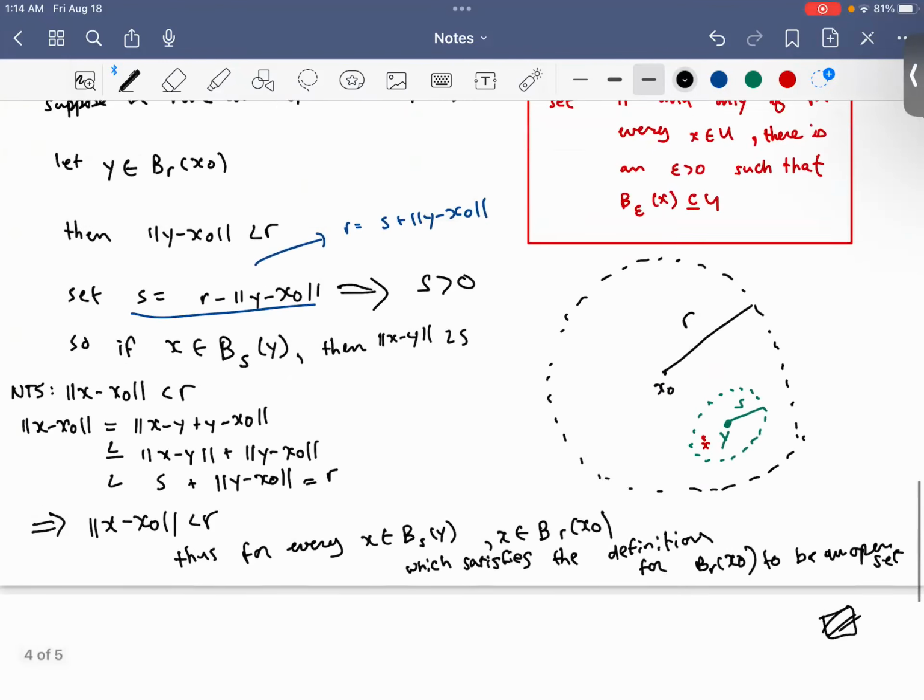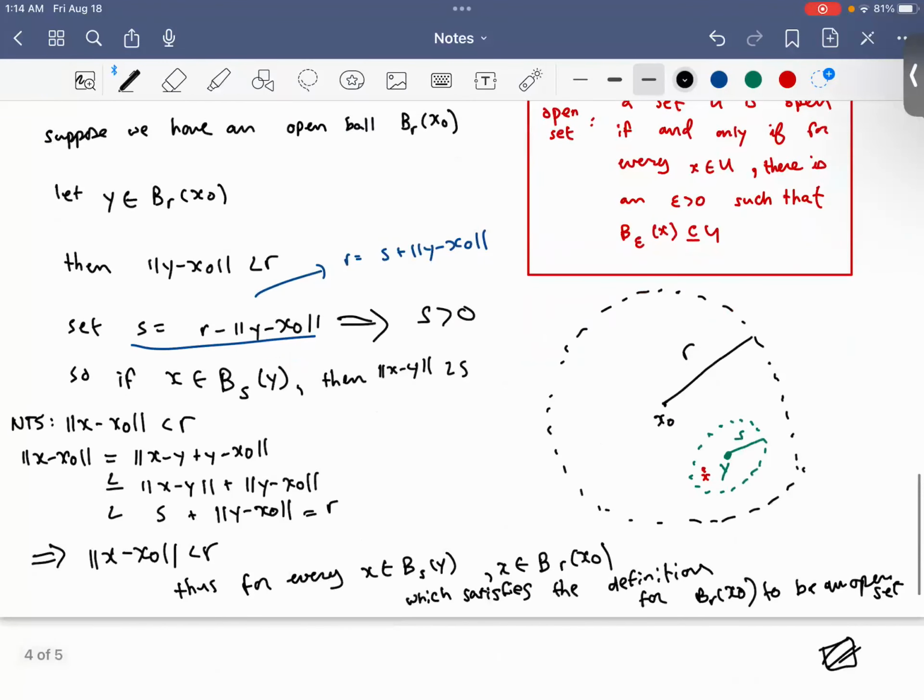Now we know that for any random point that we've chosen here, the distance between that point and x naught is going to be less than r. So we know any point in here is also guaranteed to be a point in here, which is going to help us satisfy that definition for the original open ball to be an open set.